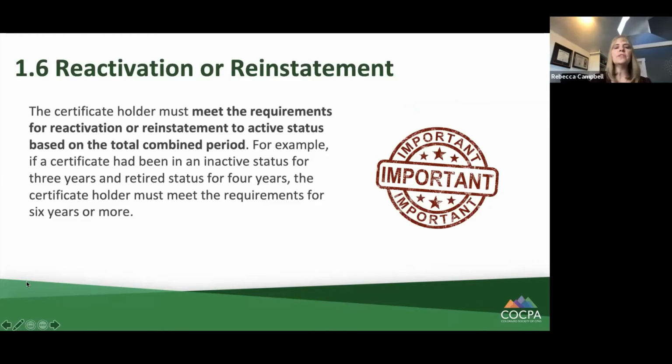Okay, now here's an important part, and this was new. Not new recently, but it has been, I think, since the last update we did in 2016. You have to meet the requirements for reactivation or reinstatement to active status based on the total combined period. Okay, so let's say you had an inactive certificate for 2 years and a retired certificate for 2 years. That's 4 years total, so if you try to reactivate, you have to meet the rules for 4 years total. It's not whatever status you're currently in.